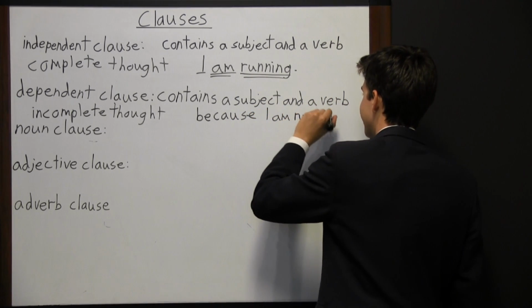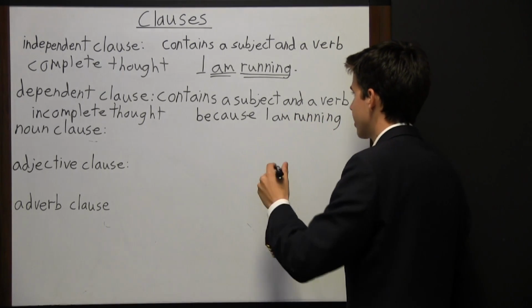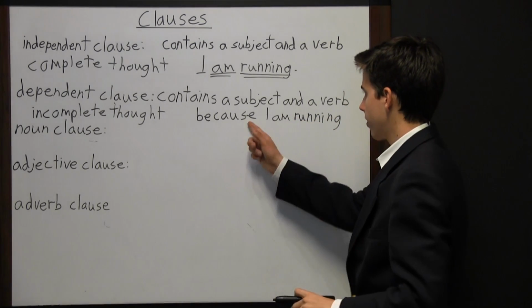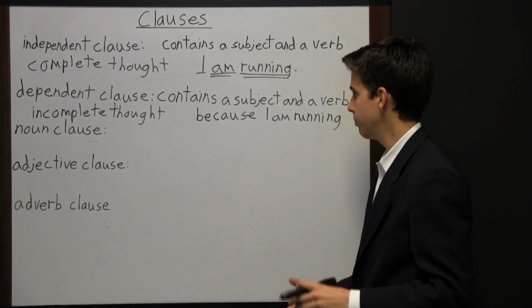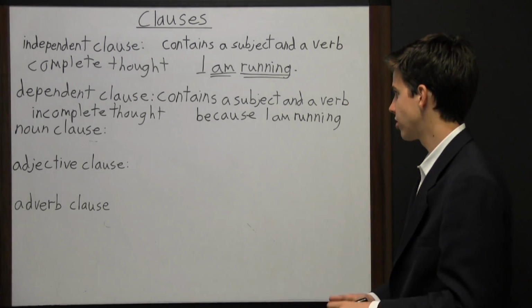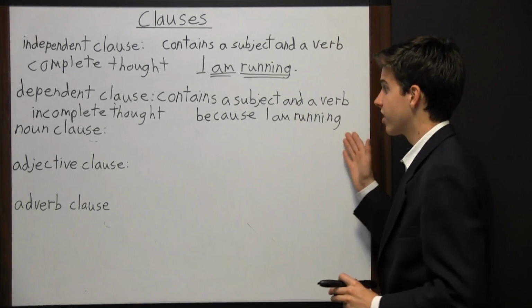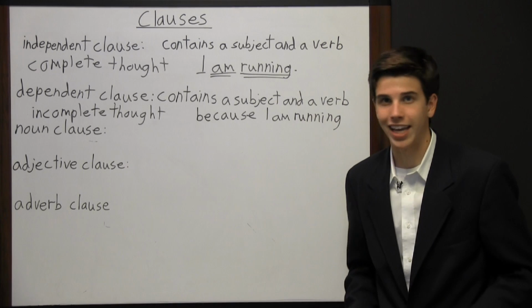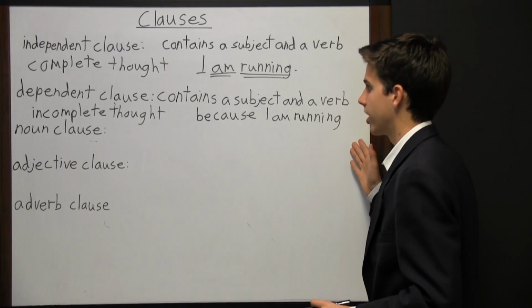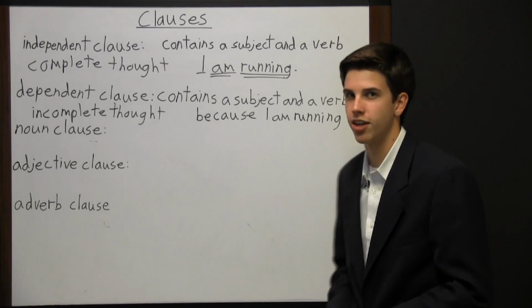Because I am running still has a subject and a verb, but now we have the word because, and so it's a dependent clause. It's not a complete thought. You can't just say because I am running. You need something to go with it, like because I am running, I can't come to the meeting. And so that would be a complete sentence. So that's what a dependent clause is.